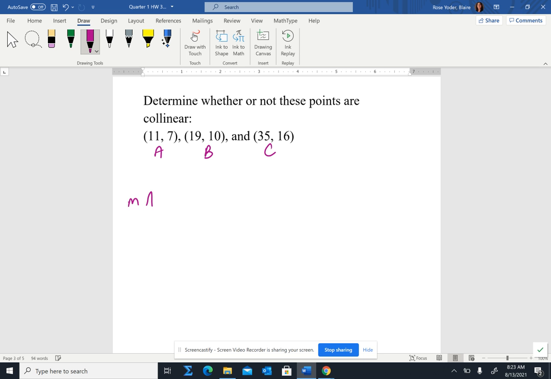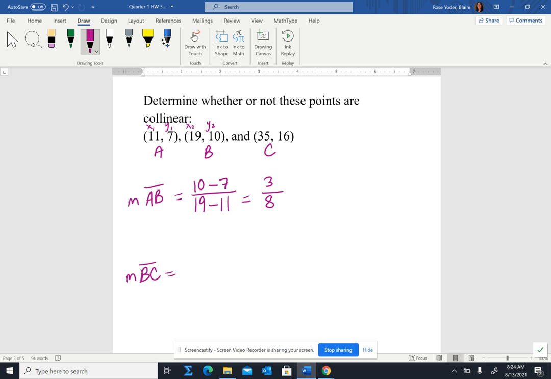So what we want to check is what's the slope of AB, and then what's the slope of BC. I can pick any of the 2 points, but I usually just go from A to B and B to C and see if the slopes are the same. So remember from what we practiced previously, the slope is y2 minus y1 over x2 minus x1. So I can label those and go y2 is 10 minus y1 is 7, x2 19 minus x1 is 11. 10 minus 7 is 3. 19 minus 11 is 8. And that cannot be simplified.